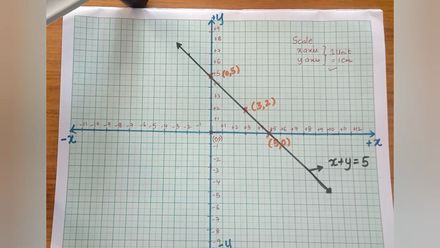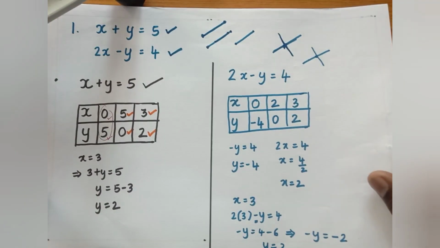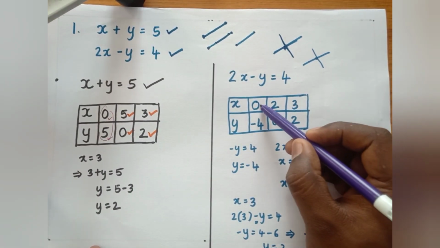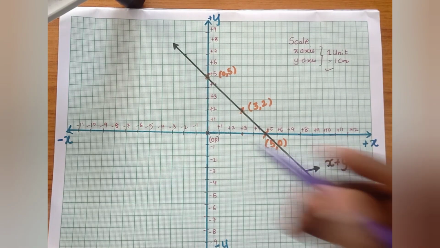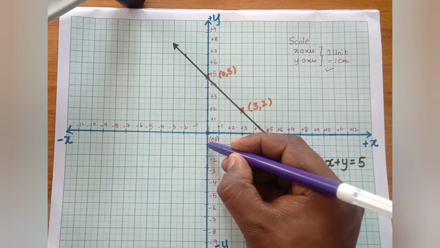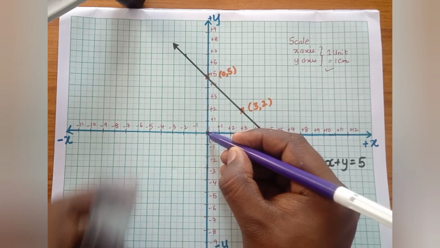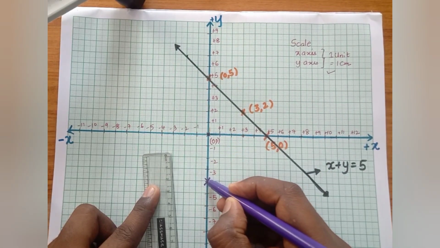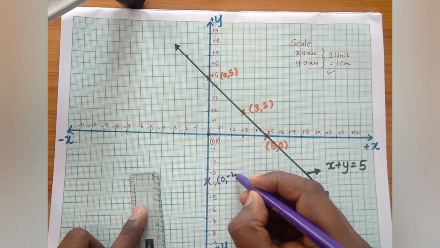Now we'll plot for the second equation, that is 2x minus y equals 4. When x equals 0, y is what? Minus 4. When x equals 0, we should check on the negative y-axis. In the same horizontal line, we get y as minus 4. That is 0, minus 4.